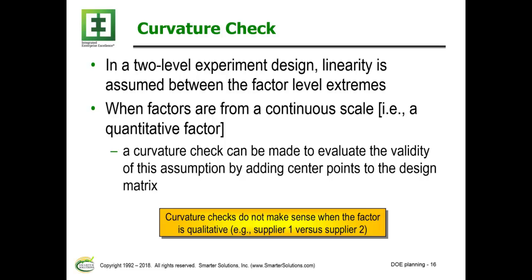With a curvature check, you're looking at the high and low level for a particular factor, and what we're assuming when it's 2 to the k is a linear relationship. But if we ran another trial halfway between them, then we could see if there is curvature. That's basically what a curvature check is, and we need to consider that part of our experiment planning.